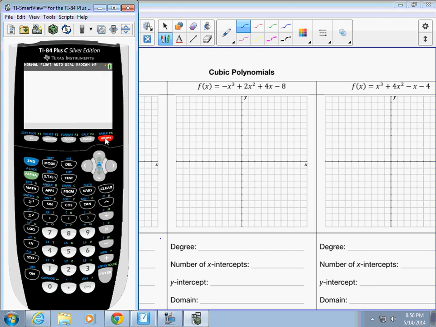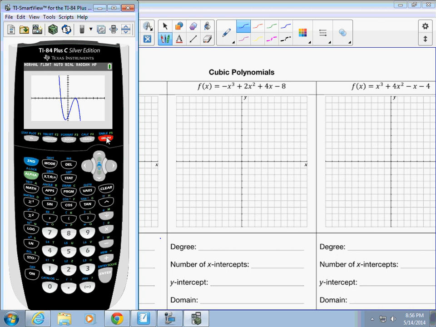Let's graph it. Oh, where did I make a mistake? Oh, negative. So I graph it, and it looks like that. So my degree for this one is 3. I have two x-intercepts. It crosses here, and it touches there. So it crosses at -2, and it touches at +2.